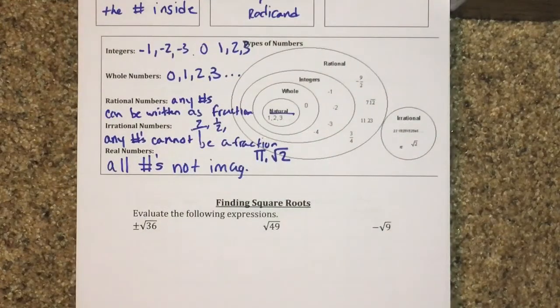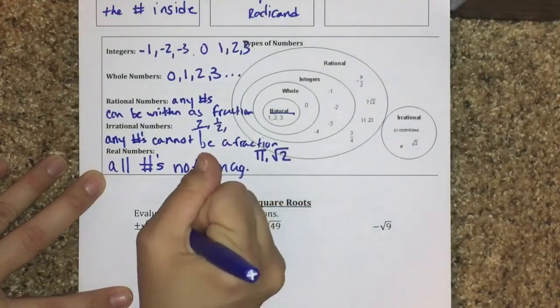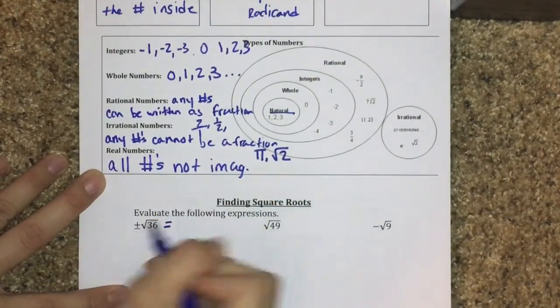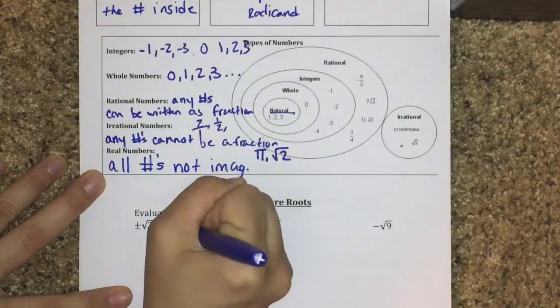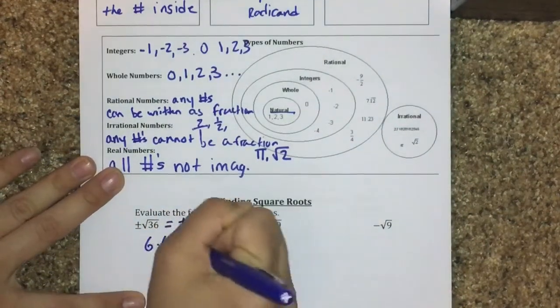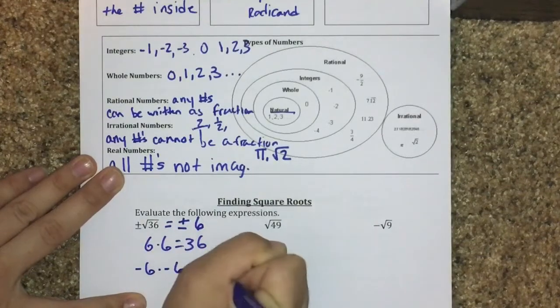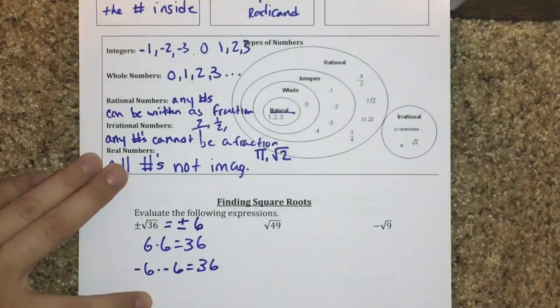Finding square roots, evaluating square roots. We know that the square root of 36, what two numbers multiply to 36? 6 and 6. We have a plus or minus here in front, so our answer is going to be plus or minus 6. Now, why is it plus or minus 6? Because 6 times 6 is 36, and -6 times -6 is also 36.